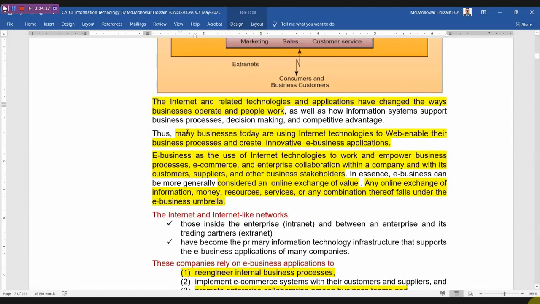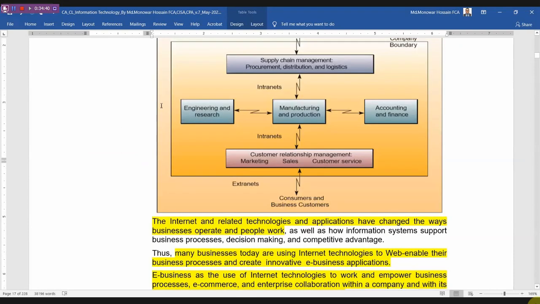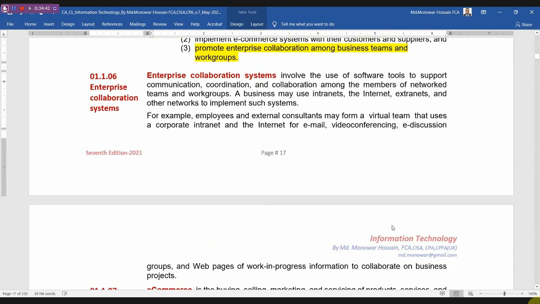So this is the role of e-business in business. So for that type of question, for example, how e-business helps to develop business within the COVID situation, you can just answer this one and relate it with the COVID word. So enterprise collaboration system, what is this?